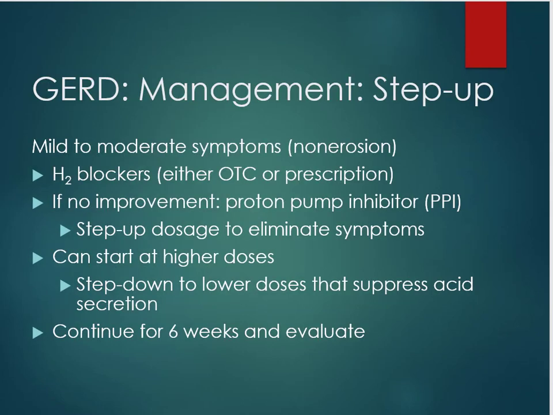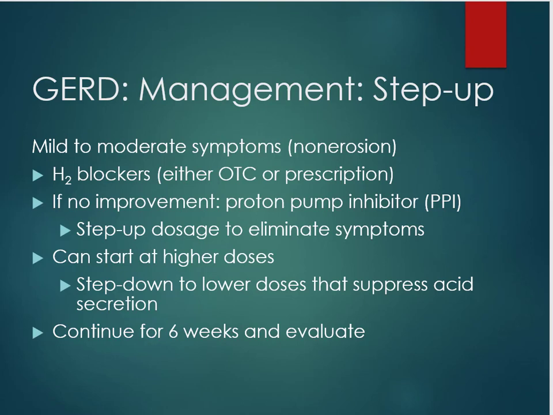In the management, we talked about a step up program. So for mild to moderate symptoms where you're not concerned that there's an erosion, it's important to start with H2 blockers, and those can be either over the counter or prescription. These include Tagamet, Zantac, Pepcid, and Axid. They are available over the counter but can be prescribed as well.